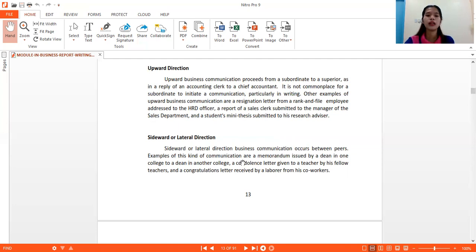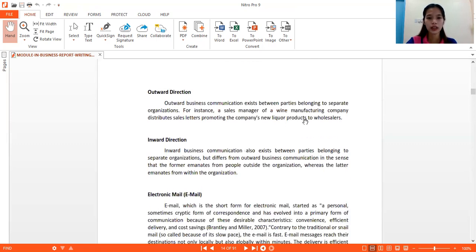Another example, a memorandum issued by a dean in one college to a dean in another college, from the CBAM dean to the CTE dean, from the CAST dean to the CBAM dean. Okay? Another thing, a condolence letter given to a teacher by his fellow teachers. A congratulations letter received by a laborer from his co-workers.